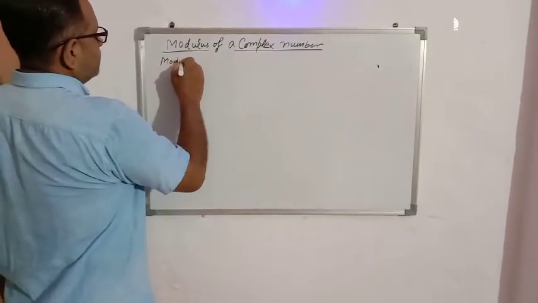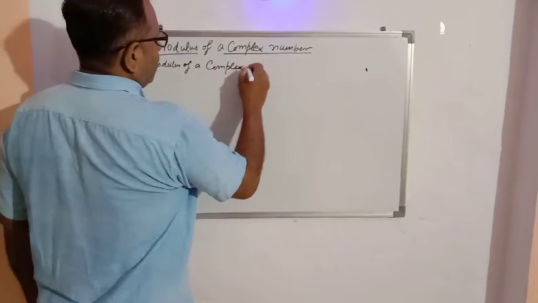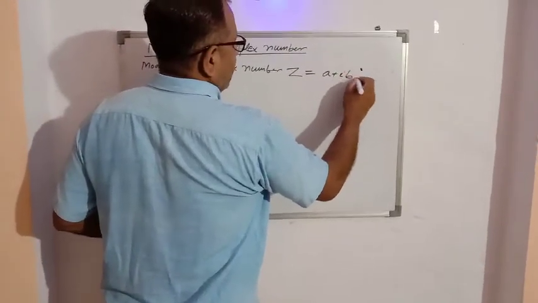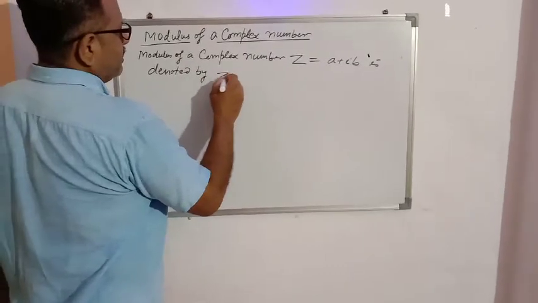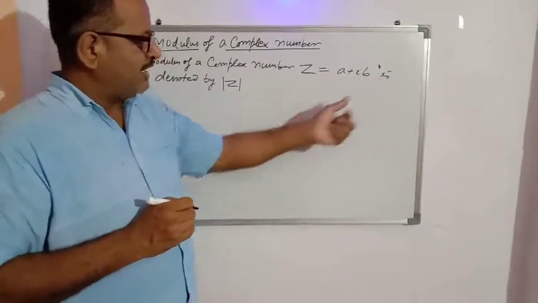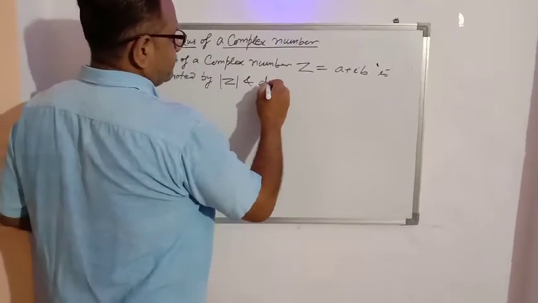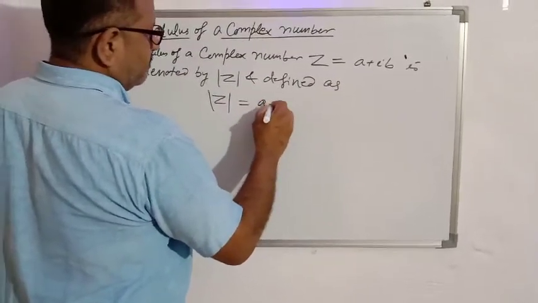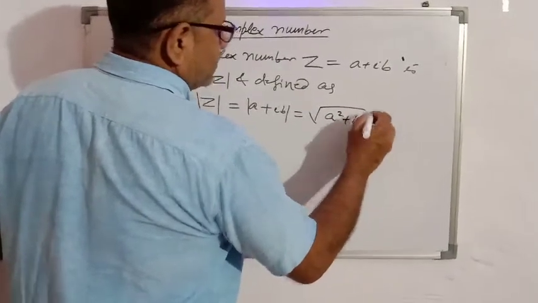So, what is the definition? Modulus of a complex number z is equal to a plus ib is denoted by mod of z, the absolute value of z, and defined as mod of z is equal to mod of a plus ib, under root a square plus b square.